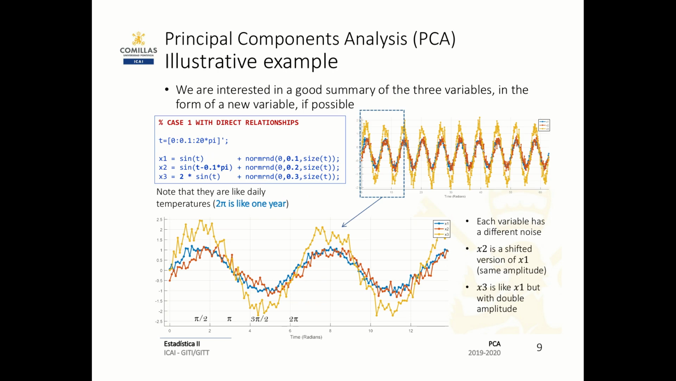Okay, so let's see some example. This is a synthetic example where we simulate the data. So what we have are two sines and a sine that is a little bit shifted, and then we always have noise. And x1 and x3 are sines, but one is bigger than the other, and this is the plot of how it looks. So this would be t in time, measured in radians, and then this is the aspect of x1, x2, x3 in this plot.